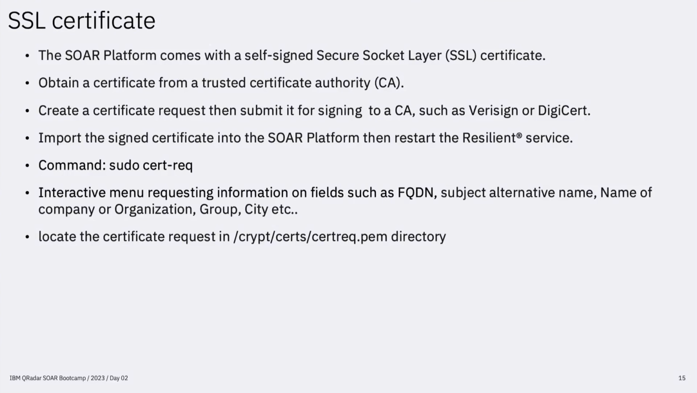Based on your choice of CA, let's say VeriSign, you can go to their website to obtain a signed certificate by submitting the certificate request that you have generated. If the CA asks for the server platform that the certificate applies to, you can choose Tomcat. Once done, you can then import it into your SOAR platform.